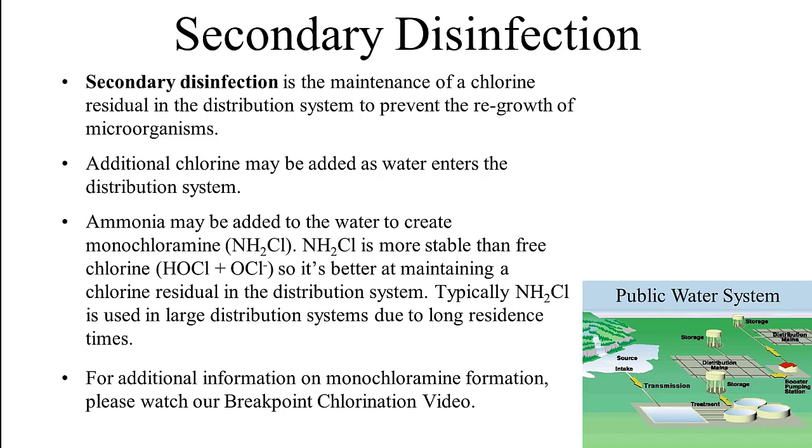Sometimes additional chlorine is added to the water before it enters the distribution system, and sometimes ammonia is added to create monochloramine. Monochloramine is more stable than free chlorine, so the residual lasts longer in the pipelines of the distribution system. For more information about monochloramine formation, please watch our breakpoint chlorination video.